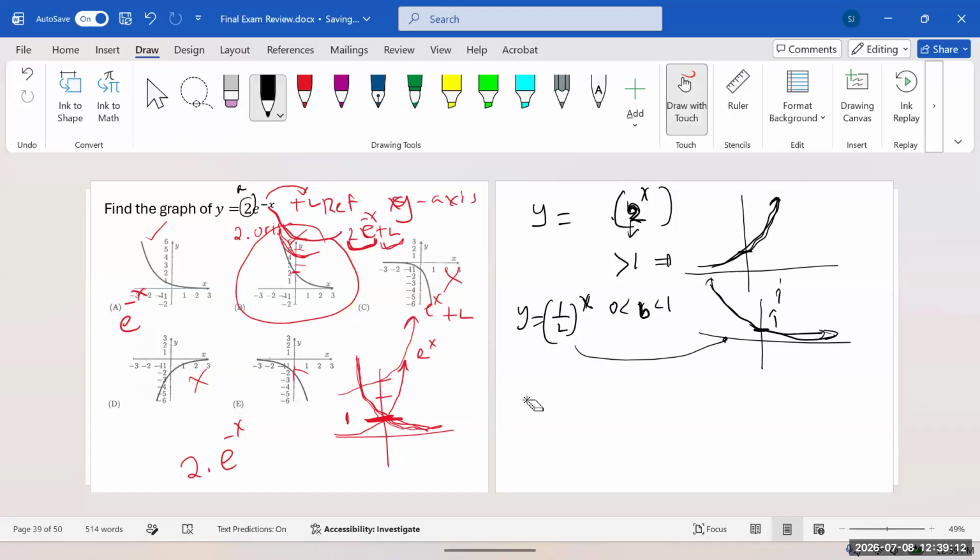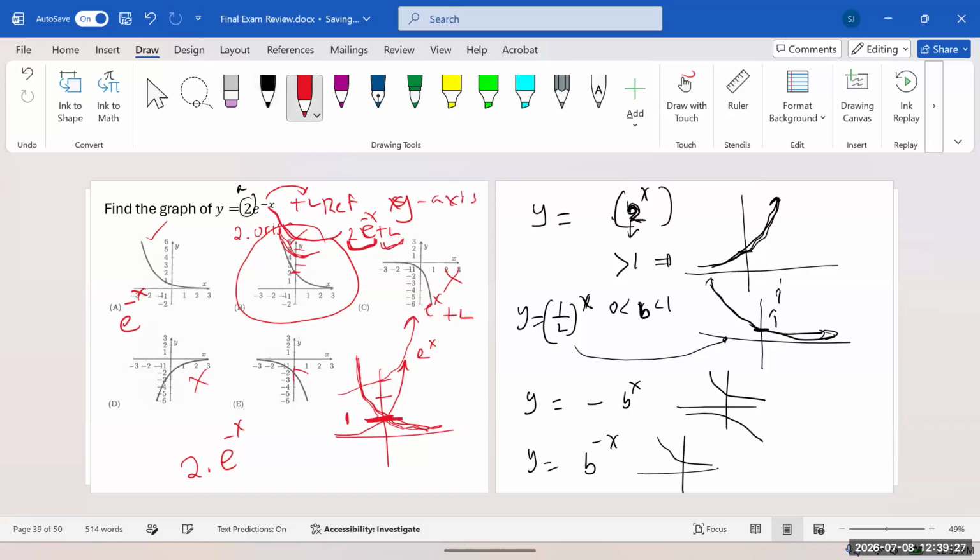And we have 2 types of reflection. If you have Y equals negative B to the X, it's a reflection about the x-axis. And if we have B to the negative X, this is the original one and this is the reflection one. So based on your negative sign, you reflect 2 different ways. If the negative sign is in front of the function, it's reflection about the x-axis.